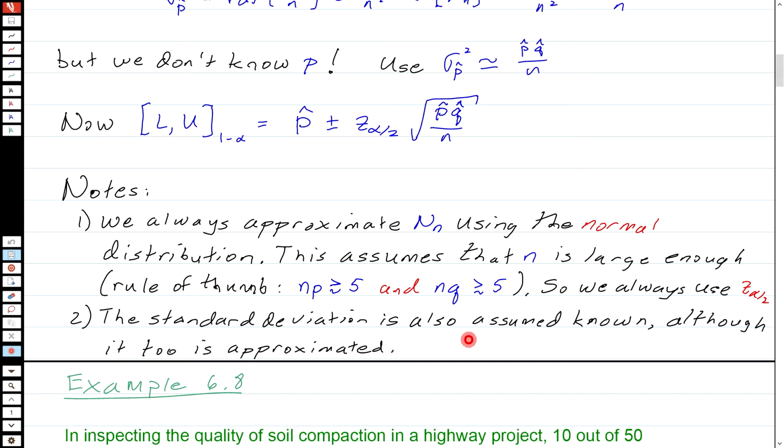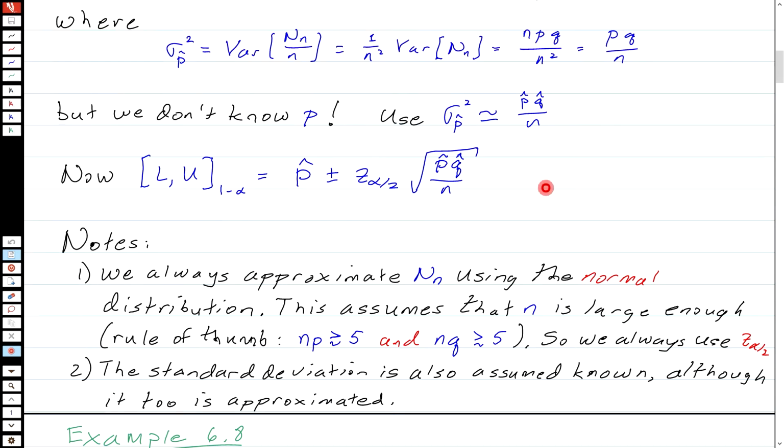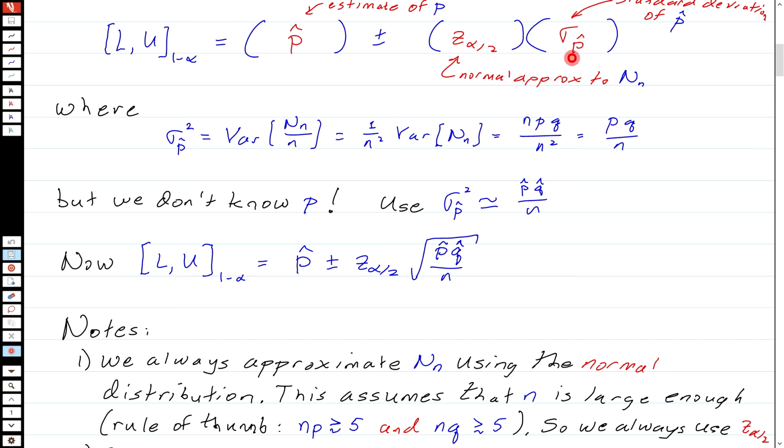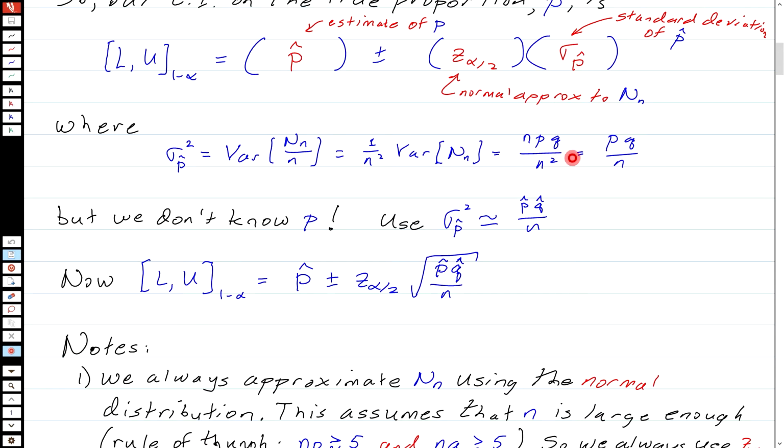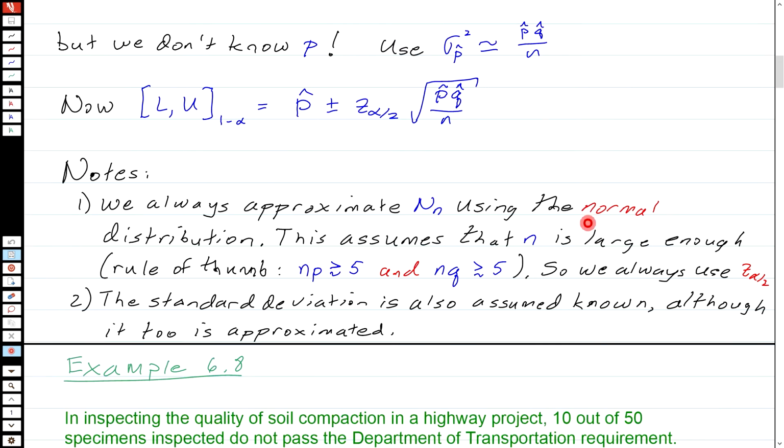We're also going to always assume that the standard deviation is known. So basically we're assuming that the standard deviation in this last set of brackets is a known quantity, so that I suppose we can use the z. But we have to be aware that there are a number of approximations here. One is the normal approximation. The second is the fact that we're approximating this standard deviation with p hat and q hat in that expression.